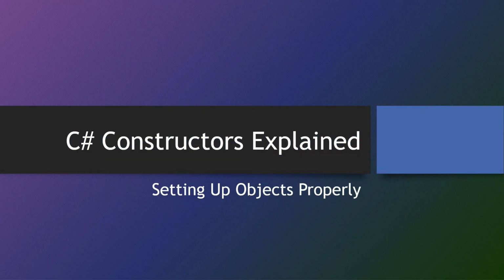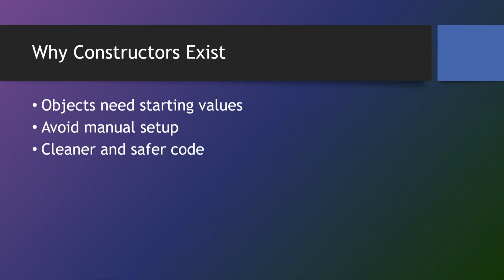Have you ever created an object and then immediately had to write 5 lines of code just to set it up properly? That's not clean code. That's a missing constructor. In this video, you'll learn how constructors in C# automatically set up objects the moment they're created, so your code is cleaner, safer, and easier to use. Let's start with why constructors exist in the first place.